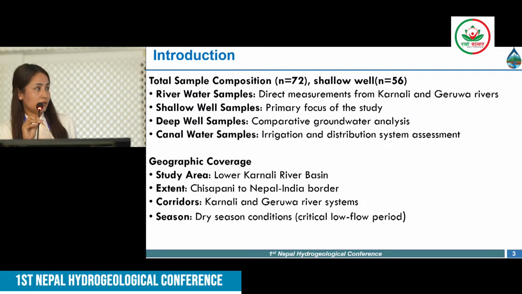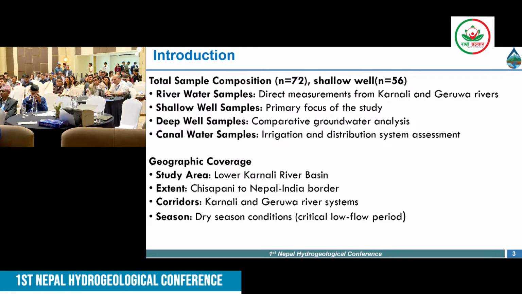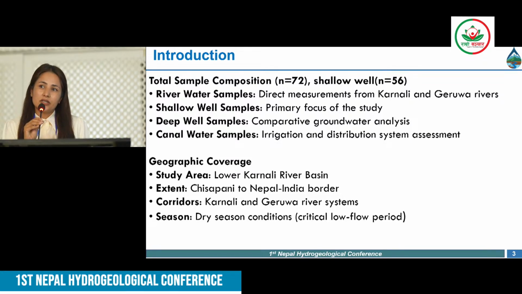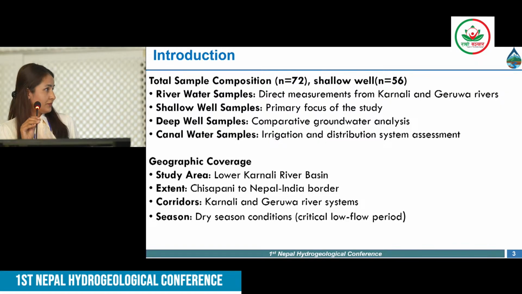So moving towards the introduction slide, the total sample I have collected was 72, of which we focused on shallow wells, which were 56. River water samples were collected for the comparative study of groundwater and surface water. Similarly, shallow well samples, which are the key focus of the study, and deep well samples were collected to compare the water chemical parameters of shallow wells with deep tube wells.